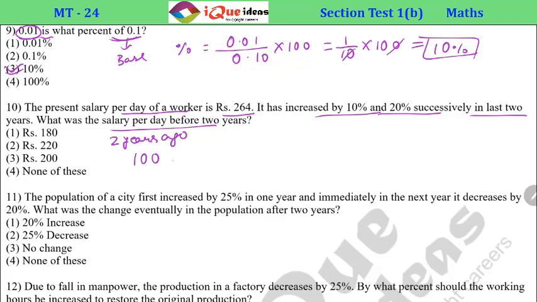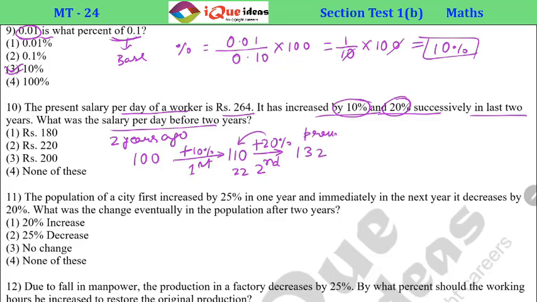Right. Now in the first year, what is happening? The first year it increased by 10%. So 100 increases by 10% gives us 110. Then in the second year, what happens? Whatever the salary now increases by 20%. Now what is 20% of 110? 10% of 110 is 11. 20% is 22. Add it, so it becomes 132. So this is the present situation. The present salary should be 132. So if the 2 years ago salary was 100, the present is 132.